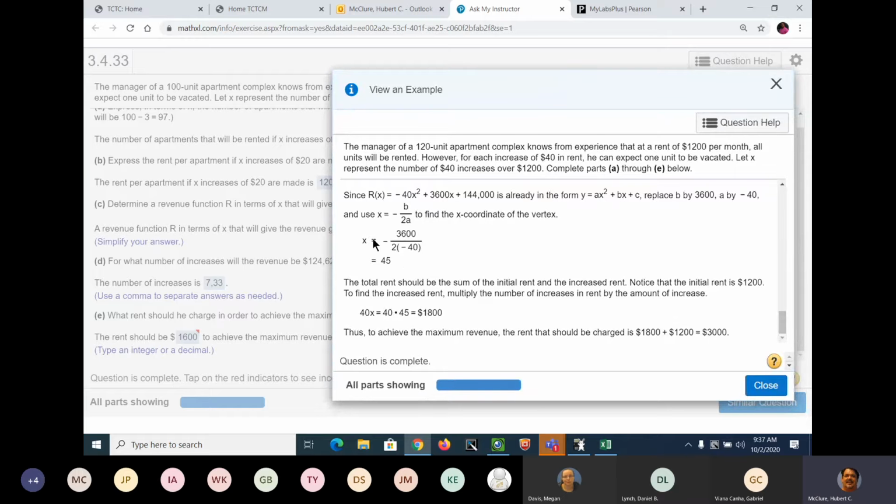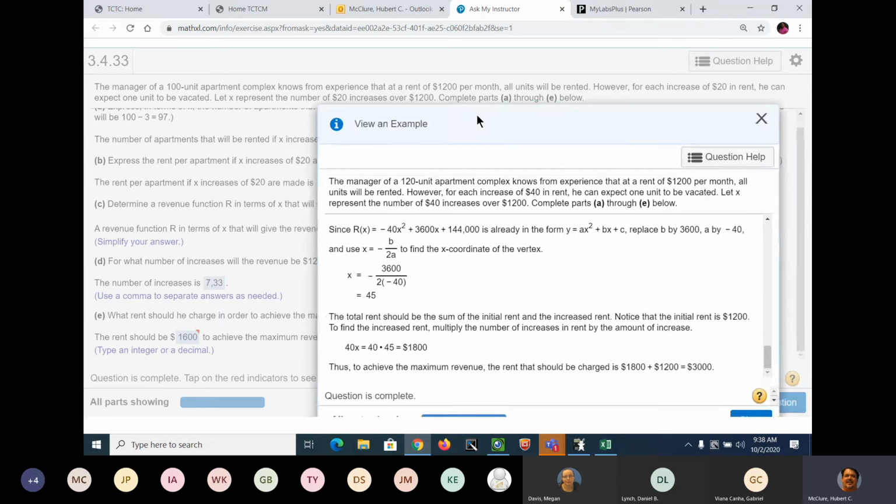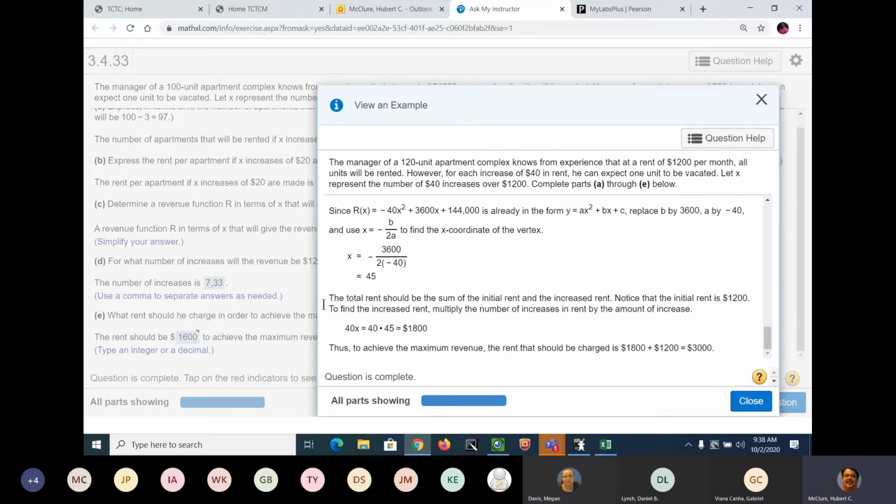My vertex, my x for my vertex, everybody see that? The x of the vertex is 45. So 45 times 40. Mine would be 20 times 20, right? 20 times 20, which is 400. And then 400 plus 1,200 is 1,600. That's how they get it.